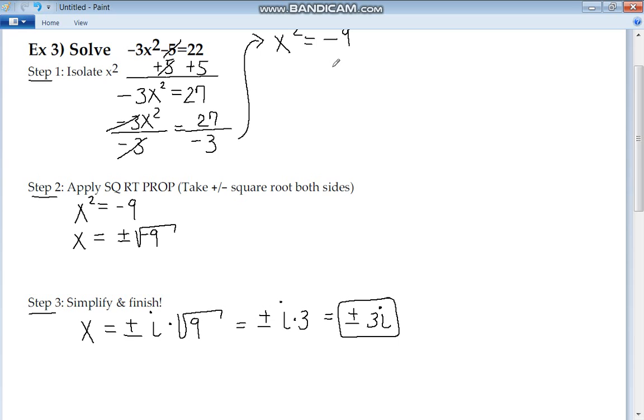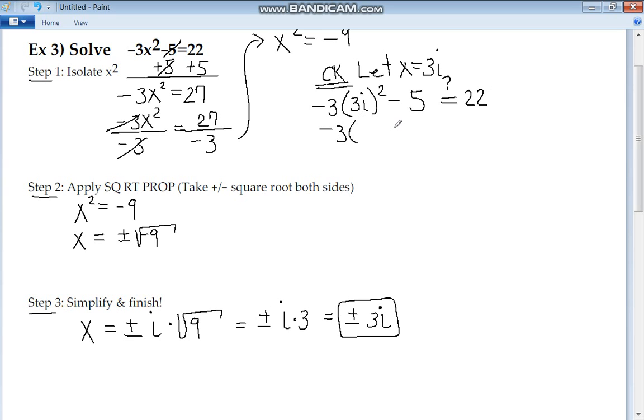Let's do a check. Now this is something I don't always take the time to do, but it's a good idea to check. Let's check the positive answer, positive 3i. So let's say let x equal 3i. We're going to plug it back into the original equation and see if it makes both sides equal. Negative 3 times 3i to the second power minus 5, and this becomes a question. Is that equal to 22?